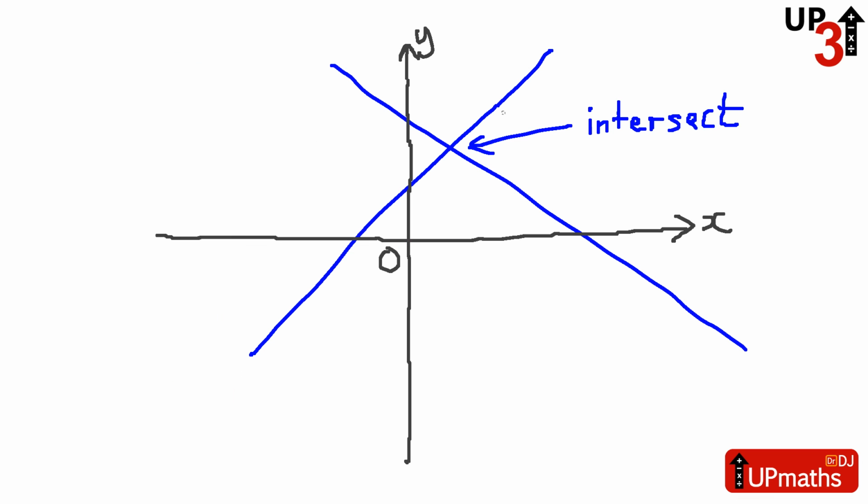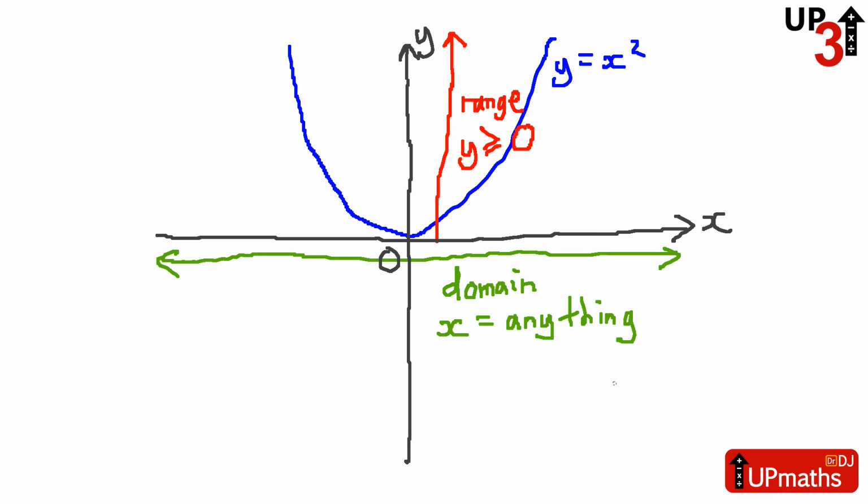Two lines may intersect. Obviously I mean straight lines, and a curve and a line could intersect as well, or two curves.